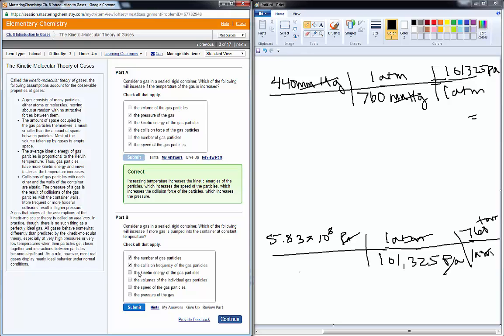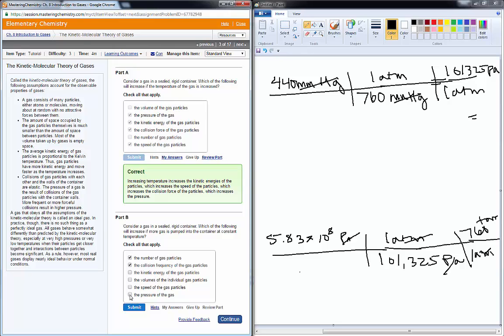Kinetic energy does not change because the temperature does not change. Kinetic energy is directly proportional to the temperature. So that won't change. The volume of the individual particles does not change. The space between them might change, but the particles themselves don't change volume. Speed of the gas particles does not change because the kinetic energy and temperature stay the same.